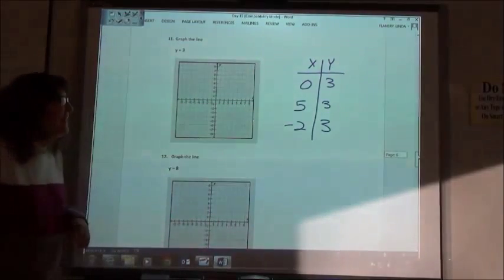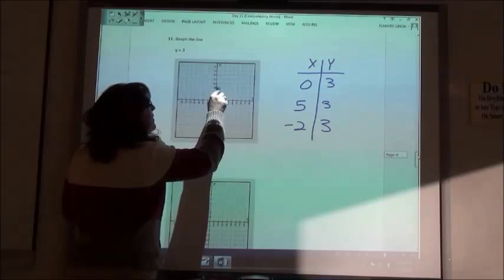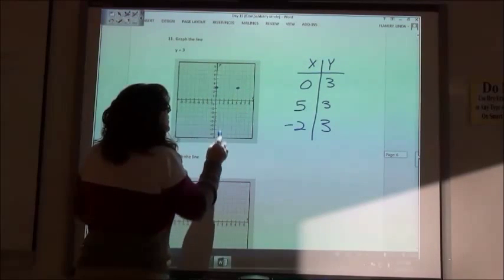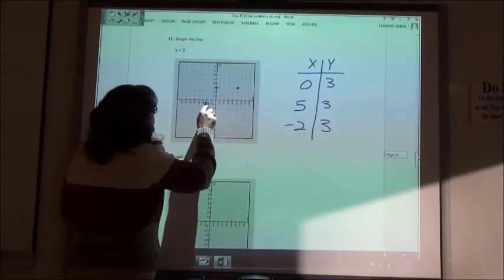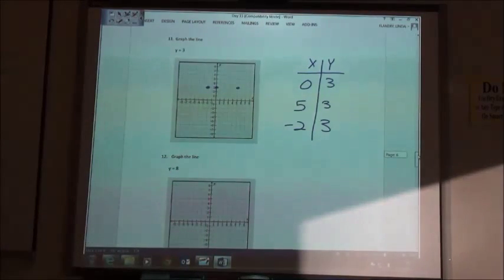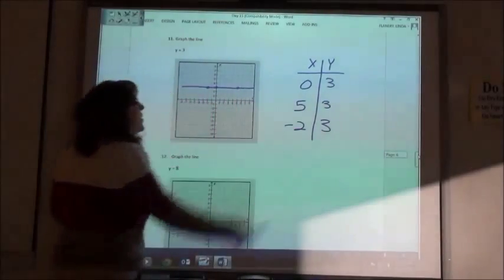So 0, 3 means 0 over, up 3. 5, 3 is 5 over, up 3. -2, 3 is 2 to the left and up 3. Notice what happens: you end up with a horizontal line that touches the y-axis at 3, right? Just go straight across right through there.